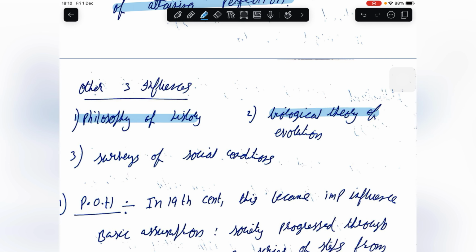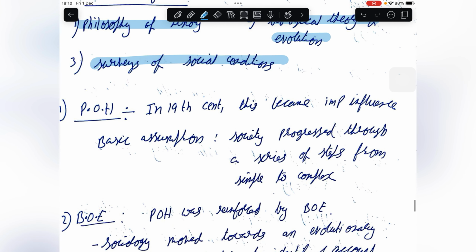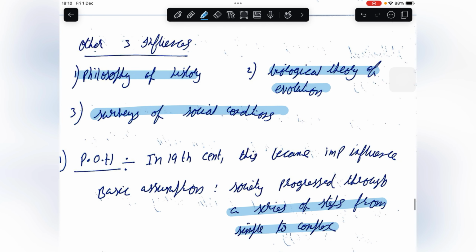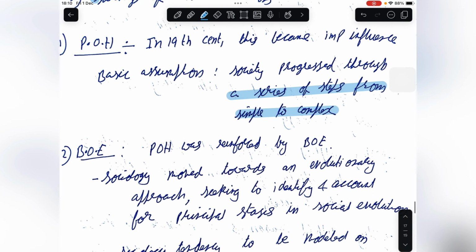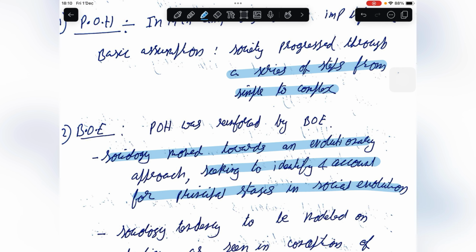Philosophy of history, biological theory of evolution, survey of social conditions. Philosophy of history basically developed in the 19th century. Its basic assumption is that society progressed through a series of steps from simple to complex. That is what philosophy of history means. Biological theory of evolution we already studied. It basically means that sociology moved towards an evolutionary approach, seeking to identify and account for principal stages in society.